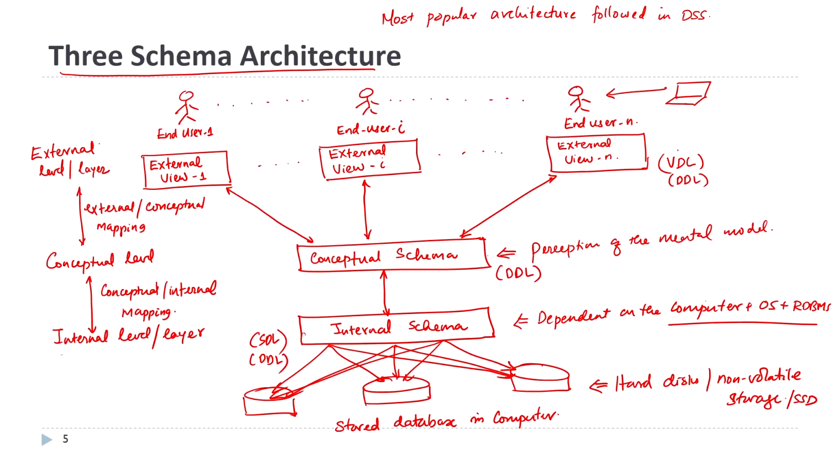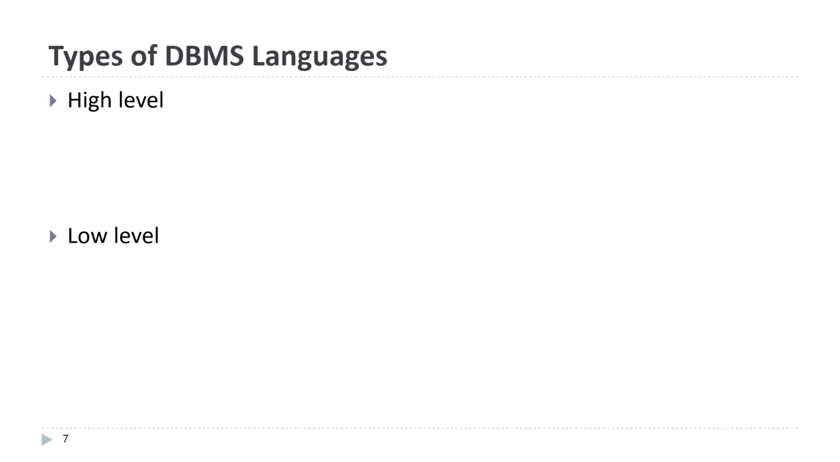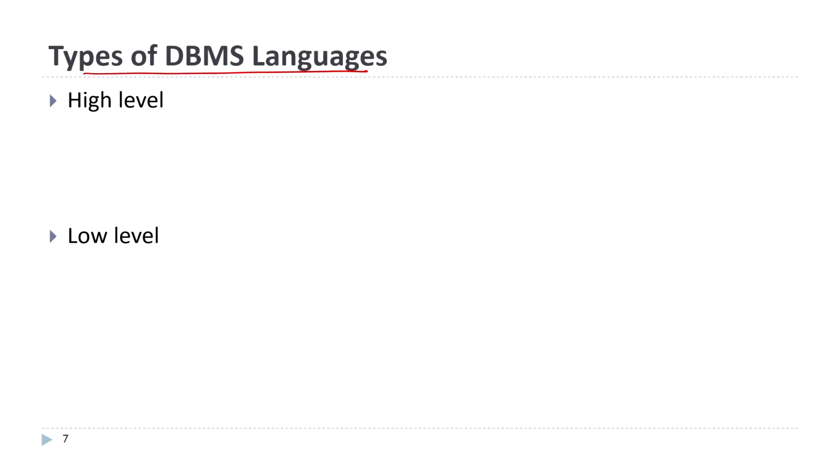And remember, this is the 3 schema architecture and how the various DBMS languages find applications in that area is what we discussed. Then there is another type of DBMS language. We talked about the 4 types of DBMS language here as the DDL, SDL, VDL, DML. So, there is another classification. This is more from the usage dimension or angle.